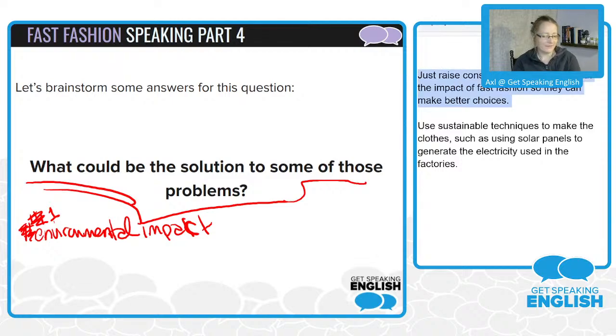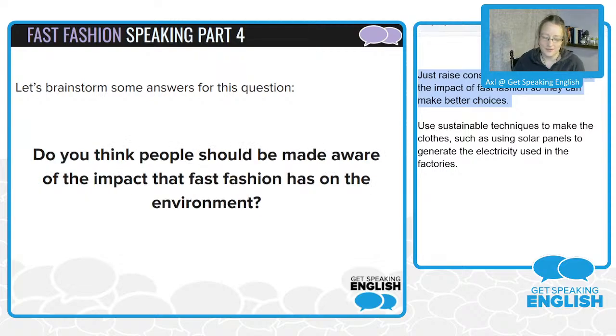This kind of brings me to my third and final question. Do you actually think that people should be made aware of the impact that fast fashion has on the environment? Like, should people even know? Do you think that will make a difference? Because I can kind of see a couple different opinions, right? So do you think people should be made aware of the impact that fast fashion has on the environment?